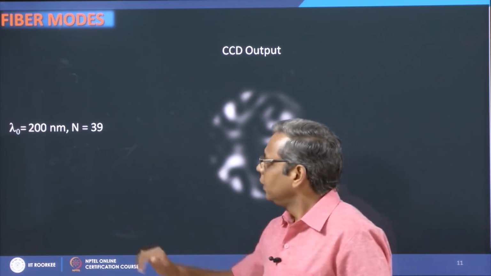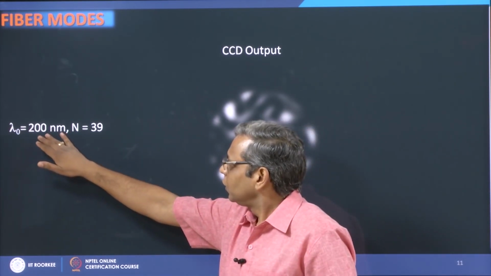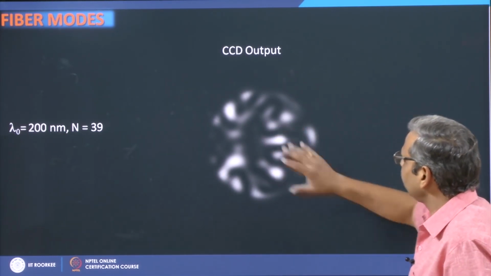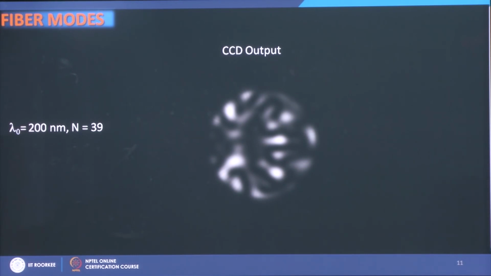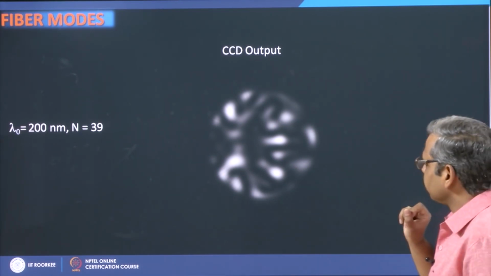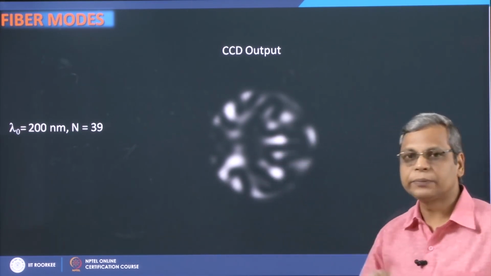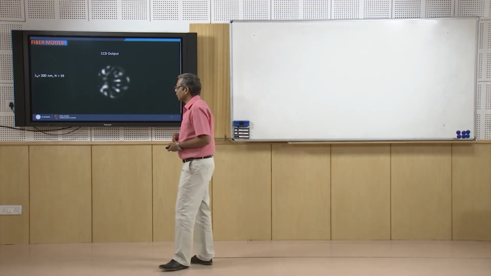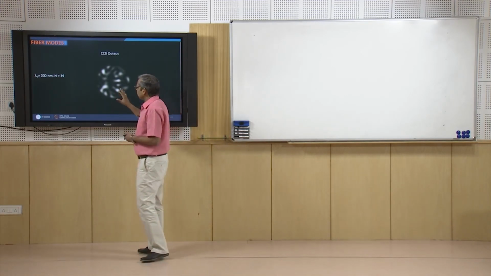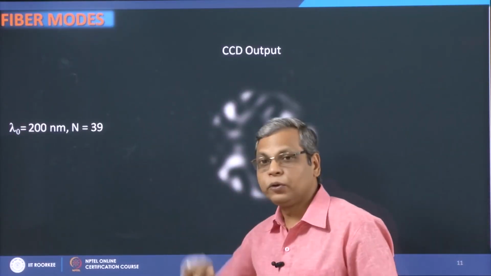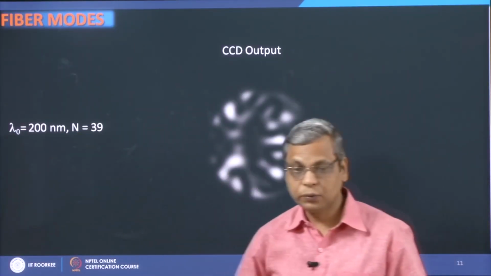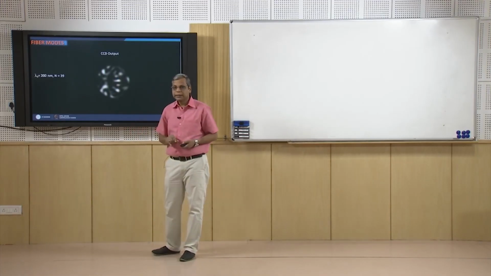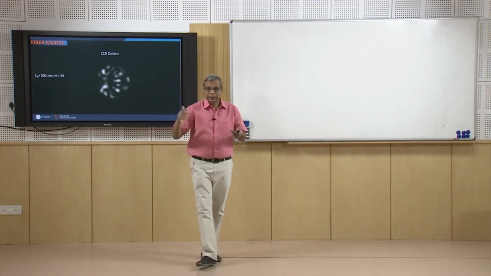When I launch light of wavelength 200 nanometer, this is the kind of pattern I see. I see a speckle pattern. This is nothing but the interference between all the possible modes of the fiber, and my calculations tell me that this fiber supports 39 modes at 200 nanometer wavelength. So this is the interference of 39 intensity patterns or field patterns.